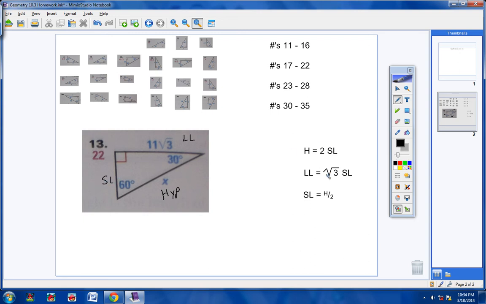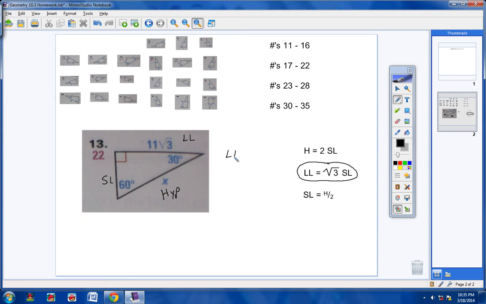Now in order to find the hypotenuse, you need to know the shorter leg. And we don't know the shorter leg. We know the longer leg right here. So we're going to have to start off using this formula here to first find the shorter leg, and then we can find the hypotenuse.